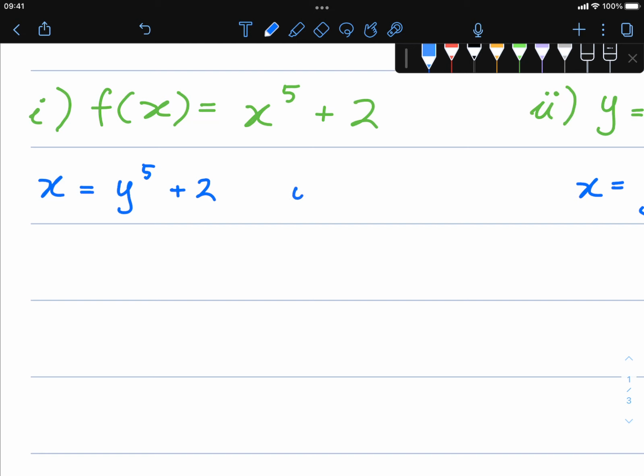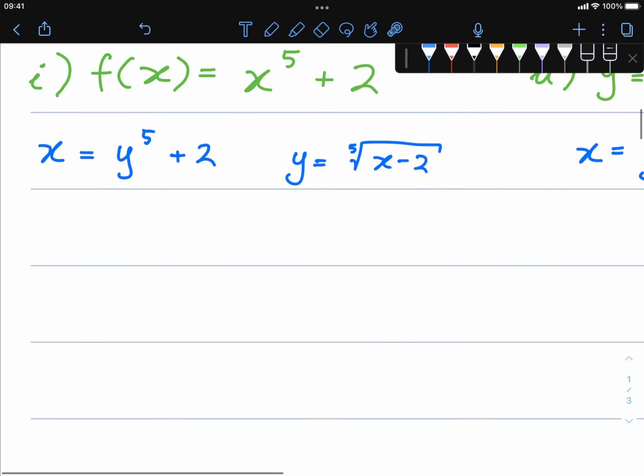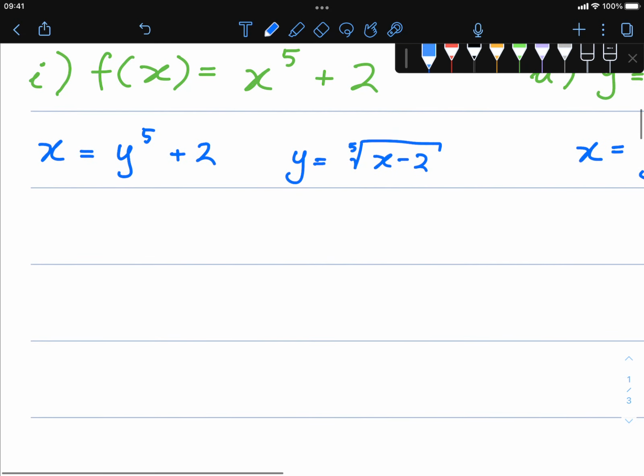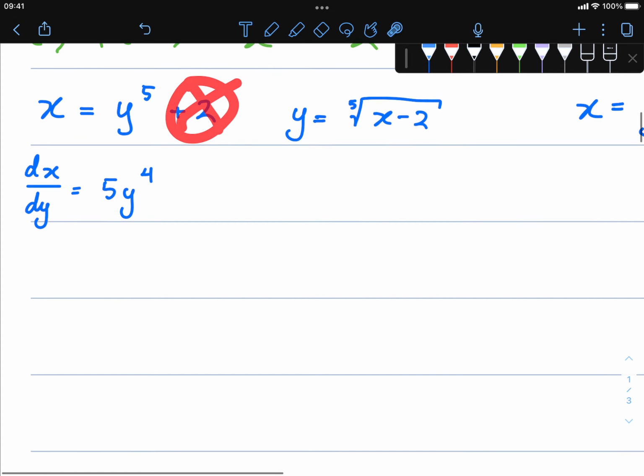So it would become y equals x minus 2, the fifth root of that. And then we would differentiate this. But we can now find dy and dx by the following. So we go dx on dy. So we differentiate this as it is. So it becomes 5y to the power of 4, and the 2 goes away.